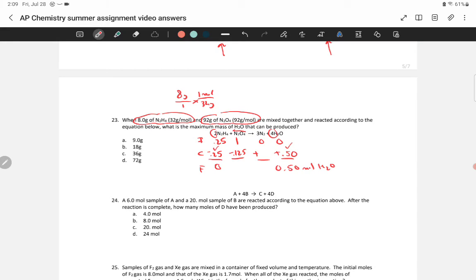Okay, that'd be a great answer, except I need grams. So to get that into grams, 18 grams of water in 1 mole. So 0.5 times 18 is 9.